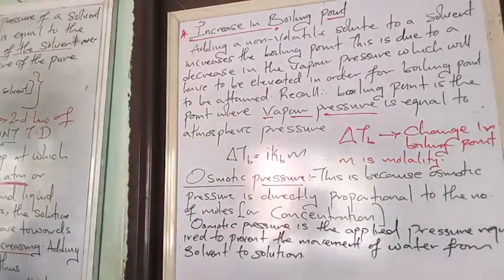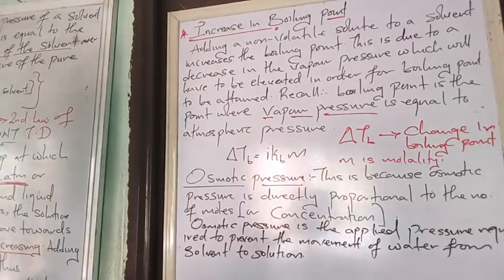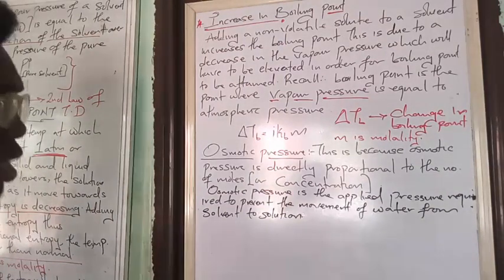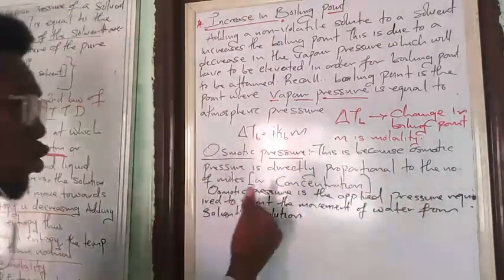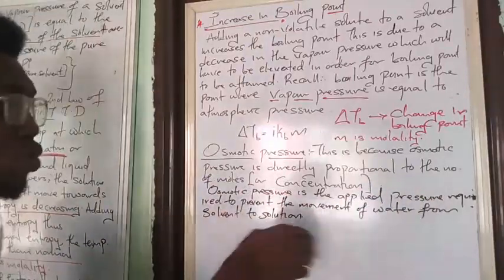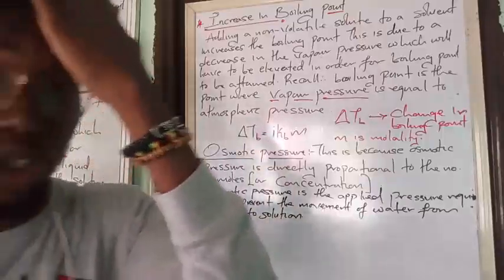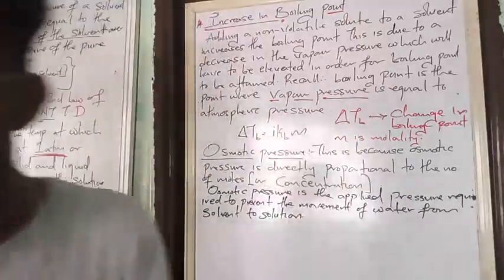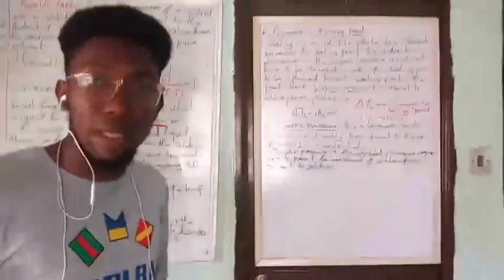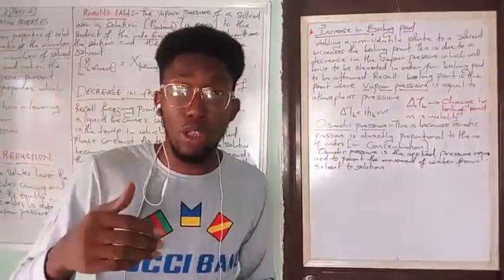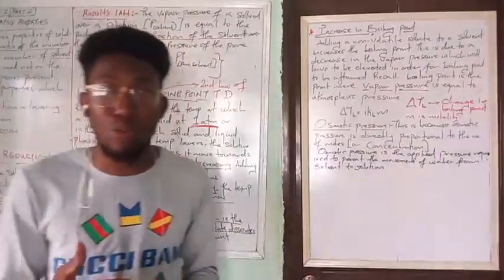Now I want to go to the last colligative property, which is osmotic pressure. Osmotic pressure simply means the applied pressure required to prevent the movement of water from solvent to solution. Now, let's try and recall what osmosis is. Osmosis simply means the movement of particles, substances, ions, atoms from a region of what? Lower concentration to a region of higher concentration.